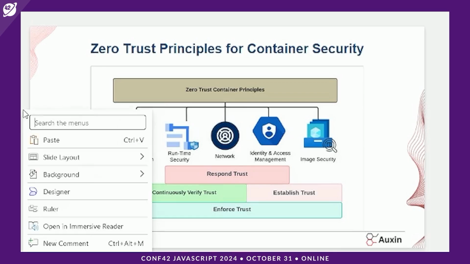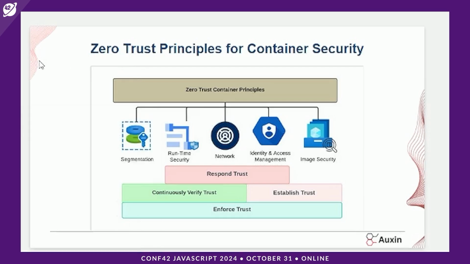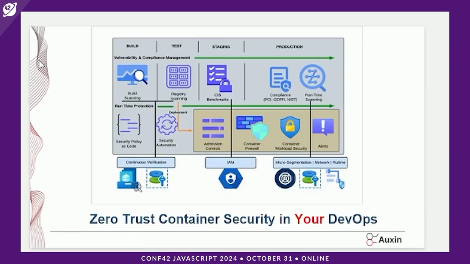The fifth is image security. The foundation of any container is the container image, and securing these images is critical. Image security involves scanning images for vulnerabilities before they are deployed, enforcing signed images, and ensuring they have not been tampered with. In this slide, we discuss how we can implement zero trust container security throughout the DevOps lifecycle and map the principles to each of the DevOps lifecycle stages.